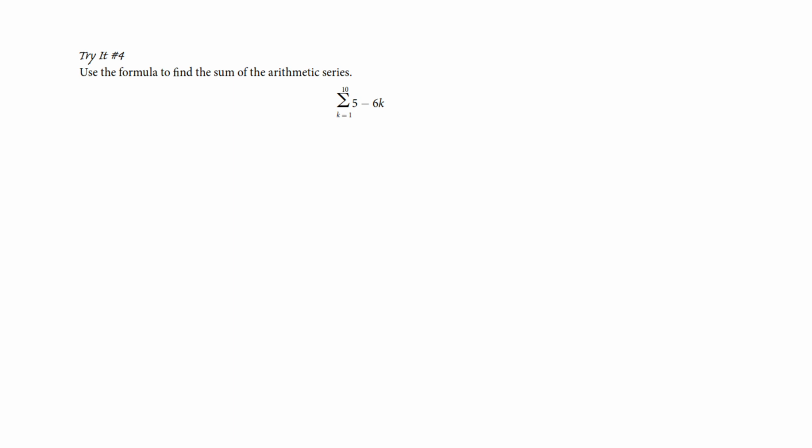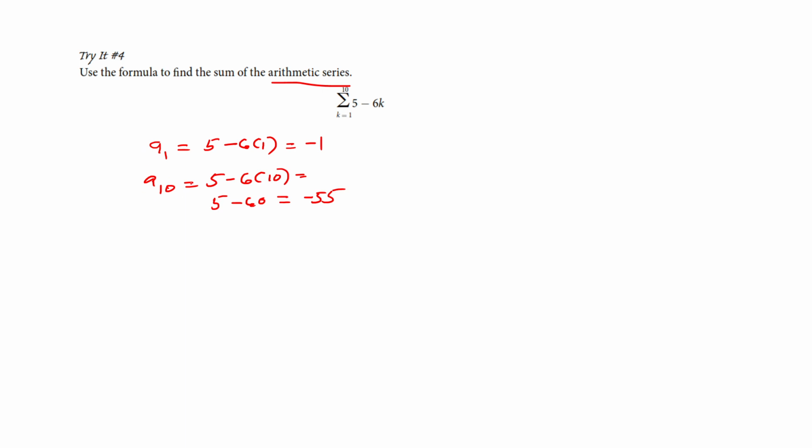Okay, let's try one that is in series form. Now they've told us it's arithmetic, so we know that we can use our formula. So what we're going to need here is A1. I'll find that by doing 5 minus 6 times 1. It's going to be negative 1. So there's my first iteration. I also need the 10th. Well, I can find that as well. 6 times 10. So what do I have here? I've got 5 minus 60 equals negative 55.